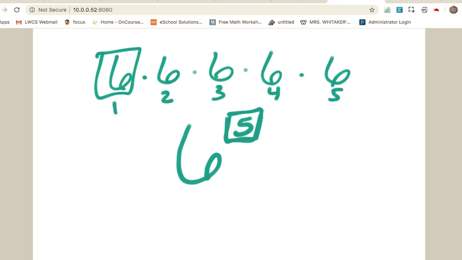Remember, the whole thing is called a power. This is called the base again. This is called the exponent. And the whole thing is called a power.